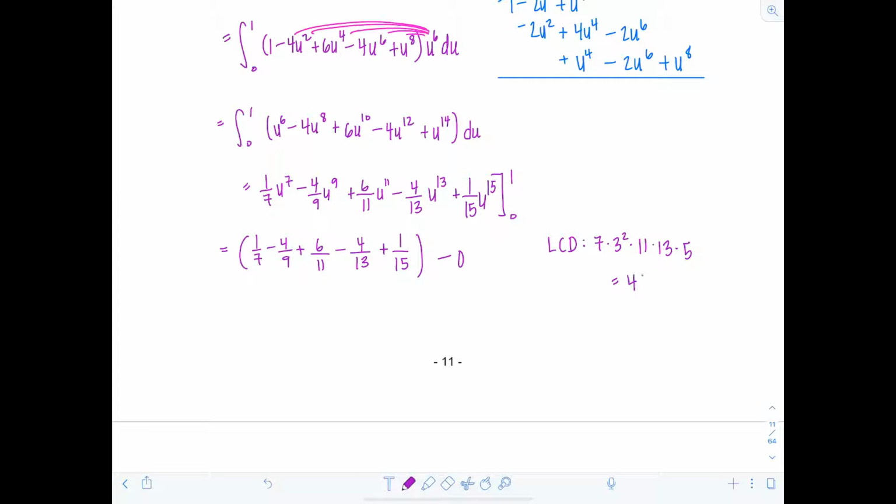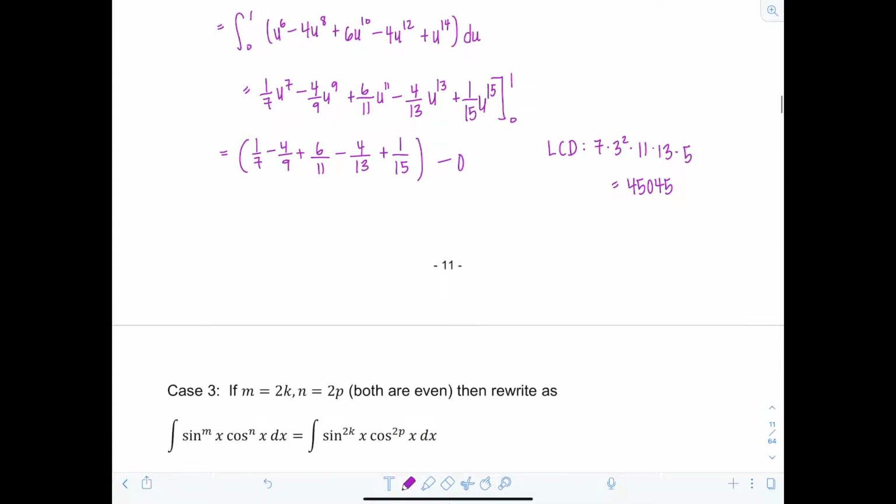So this is going to be 45,045. And then I'll let you play around with that. Hopefully you can do fractions if you're in Calculus 2. If not, get it together, and you should end up with 128 over 45,045. Beautiful. All right, are you ready for the next case?